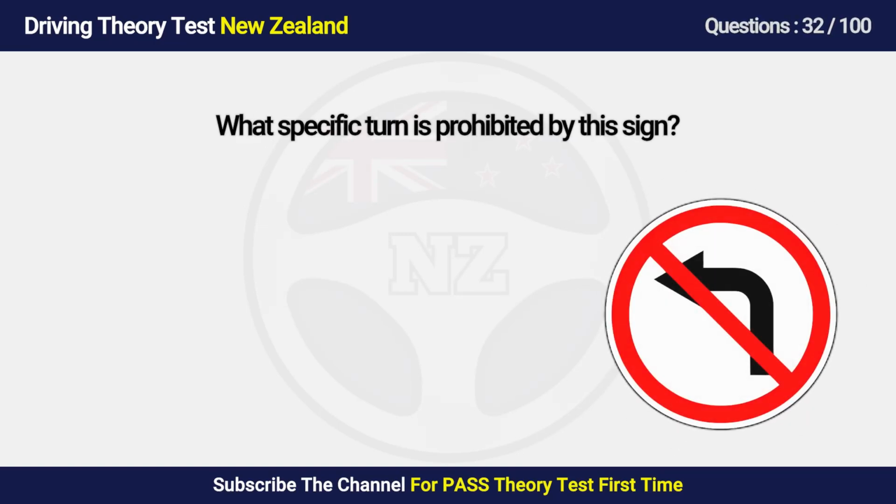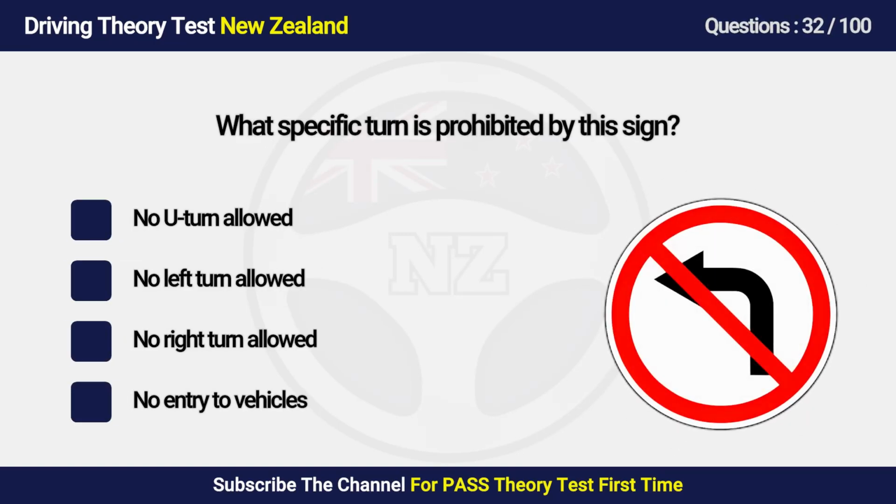Question 32. What specific turn is prohibited by this sign? A, no U-turn allowed, B, no left turn allowed, C, no right turn allowed, D, no entry to vehicles.